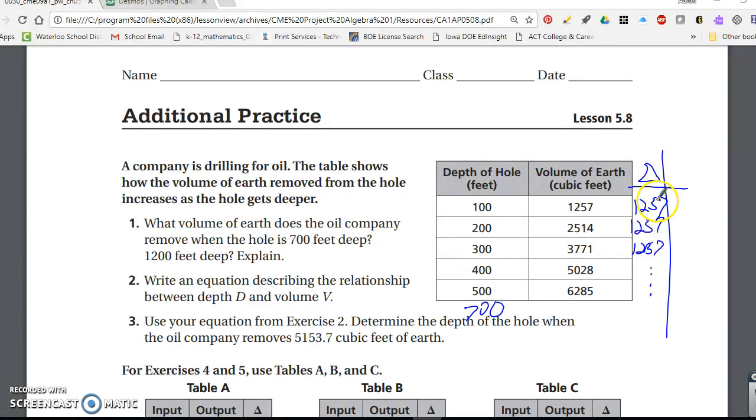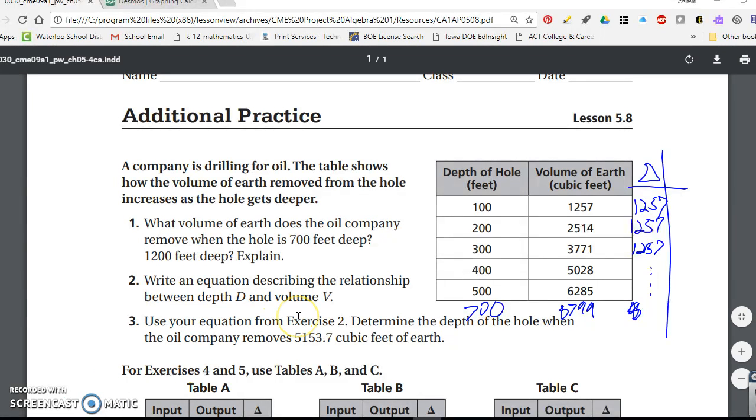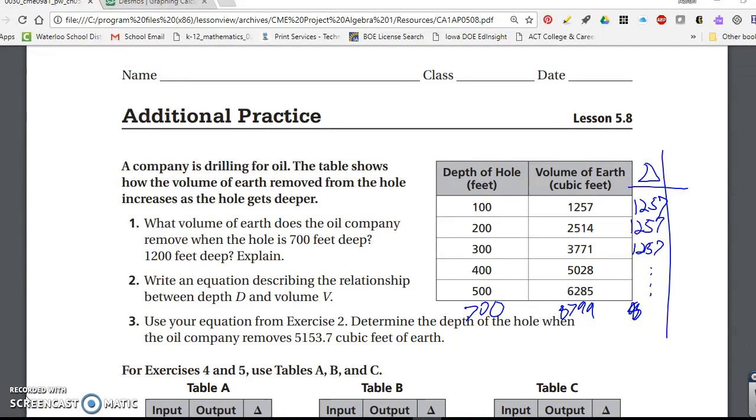I'm noticing that I'm just multiplying times 1, times 2, times 3. So I could take 1,257 times 7, and end up with 8,799. That would work. Several other things I could do. So here's just an example of a table that we can move forward with some applications, but definitely gives us a little bit of practice with our change column, our delta column, and applications with our tables.